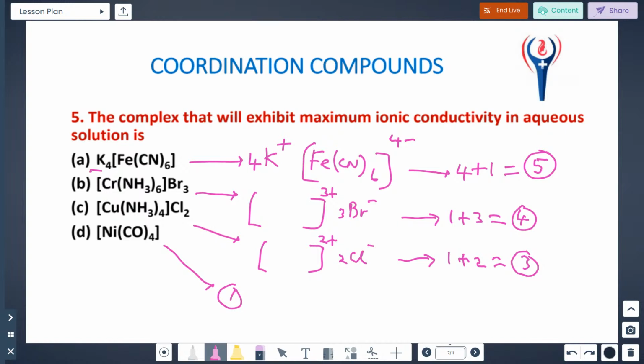So the complex that will exhibit maximum ionic conductivity is the one that produces the most ions. This one produces the most ions. So the answer is A. Understood? Next one.